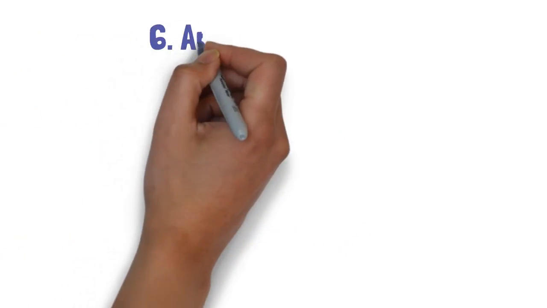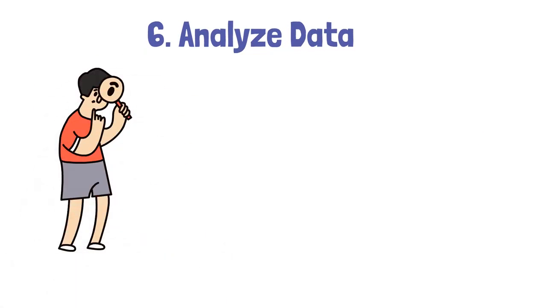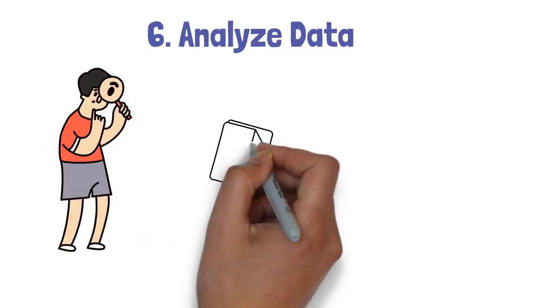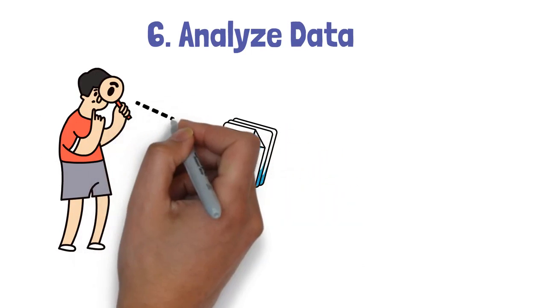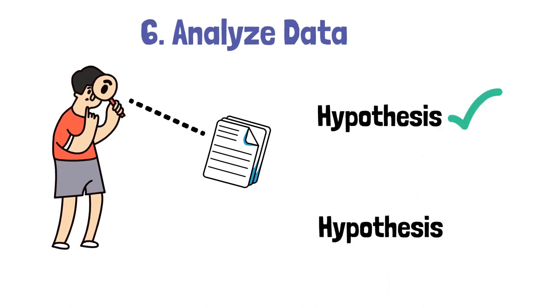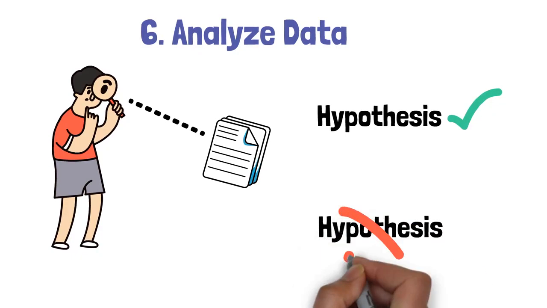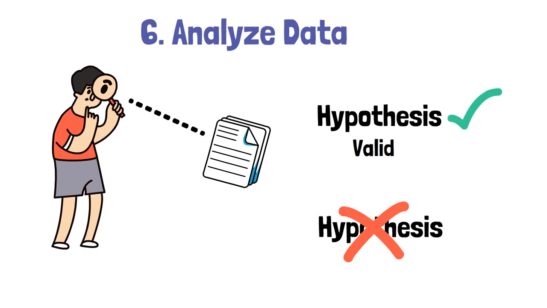Step number 6, analyze data. After you have conducted your experiment, you should have observed or recorded some results in the form of data. You are going to analyze your data to notice any patterns or use it to gather knowledge to determine if it agrees or disagrees with your hypothesis. This data will be used to determine if your hypothesis is valid or invalid.